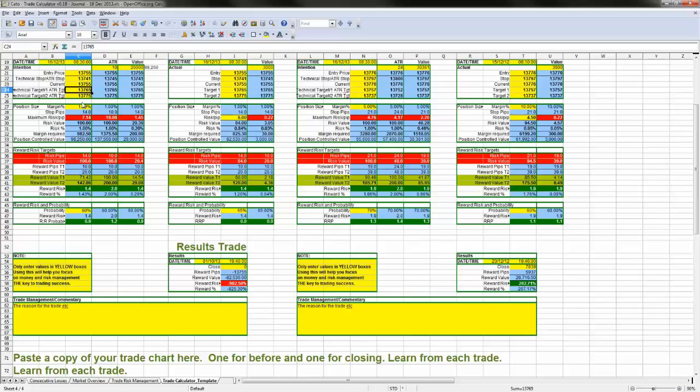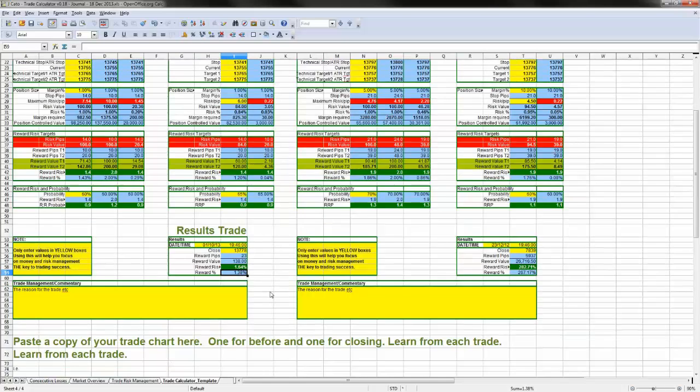So let's suppose we hit our second target, 13775. Maybe we even got beyond that. Let's say a bit more, 13778. It will tell you here what your reward pips are, what your reward value is. A reward percent here is 1.38, your reward risk is 1.64. So that's a good return.